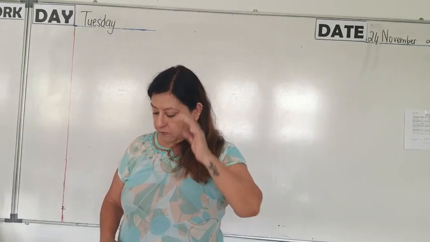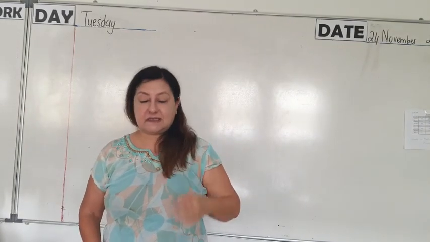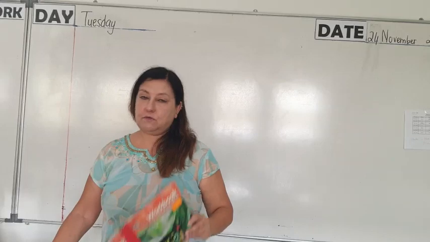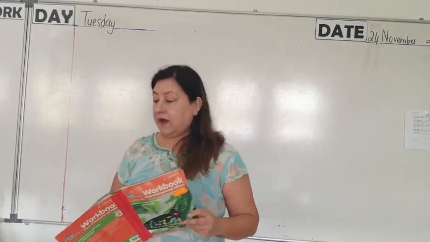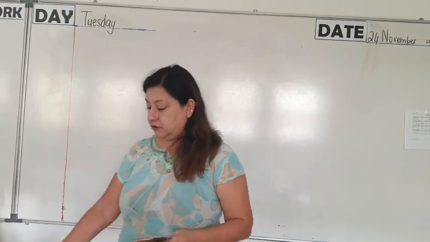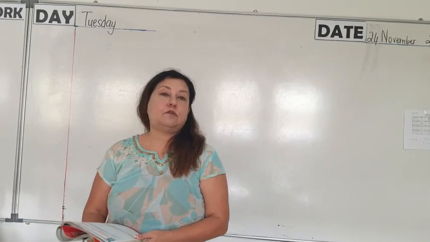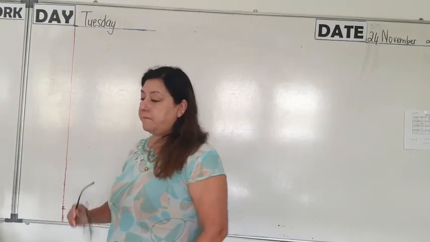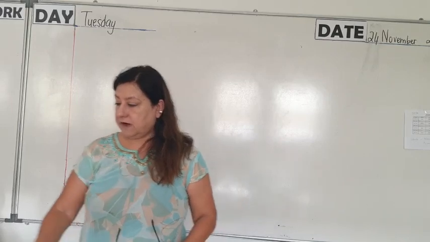So today we are going to do the workbook. Turn your workbook to page 46. Science workbook, page 46. Write today's day and date. Today is Tuesday, the 24th of November. So write the day and date.